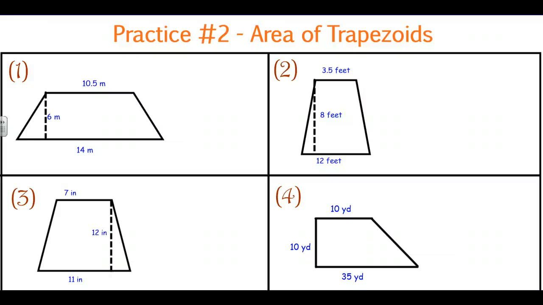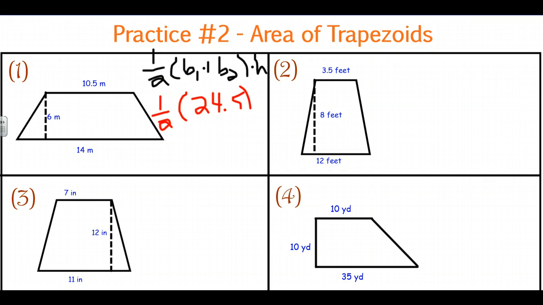Here are the four trapezoids that we're going to find the areas for. Go ahead, pause the video, write the area formula, substitute, and calculate, and come back when you're ready to go through the areas of these four trapezoids. So for number one, we have 1/2 times base 1 plus base 2 times height. It's 1/2 times the sum of the bases, which is 14 and 10.5, so that's 24.5 times the height, which is 6. We have 1/2 times 24.5 times 6, which gives us 73.5 square meters.